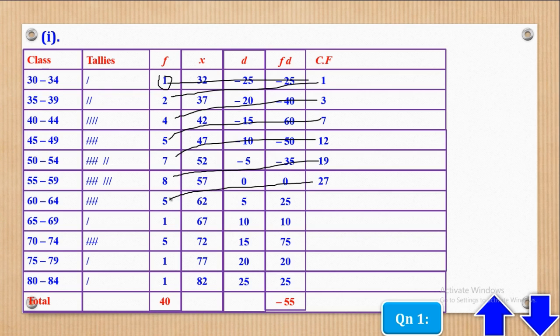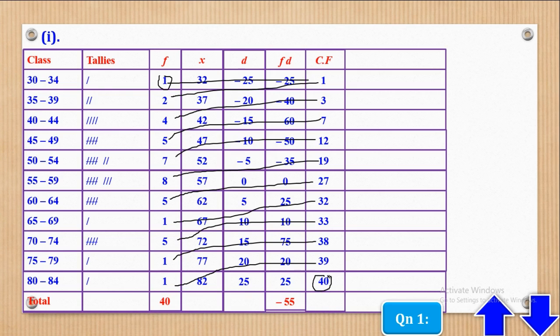27 plus 5 to come up with 32. 32 plus 1 to come up with 33. 33 plus 5 to come up with 38. 38 plus 1 to come up with 39, and lastly 39 plus 1 to come up with 40. So I think we realize that this last value must be equal to the total frequency.